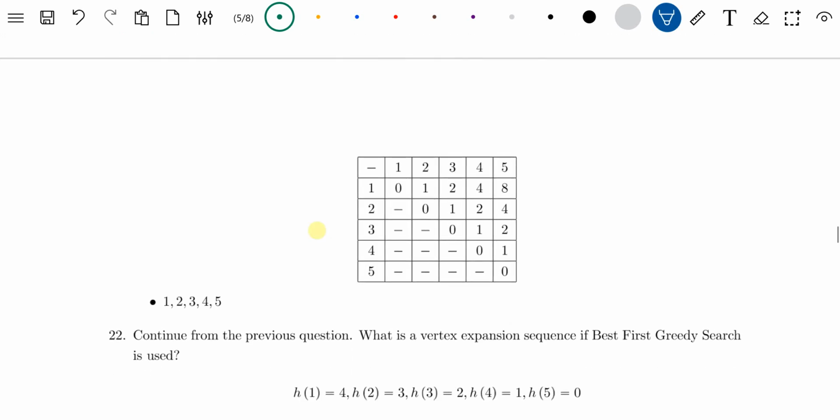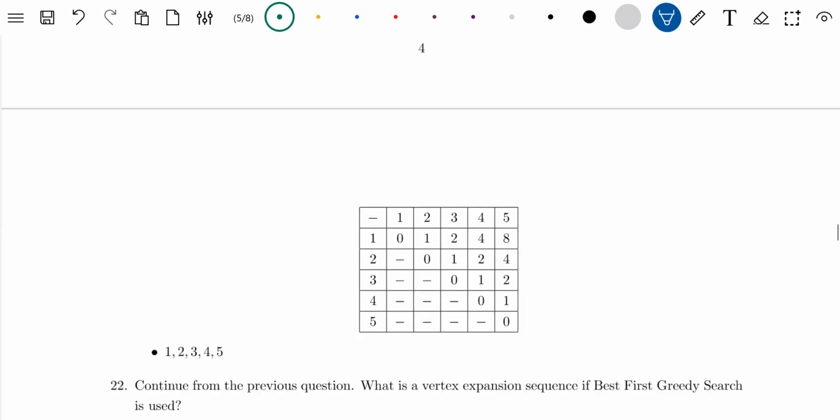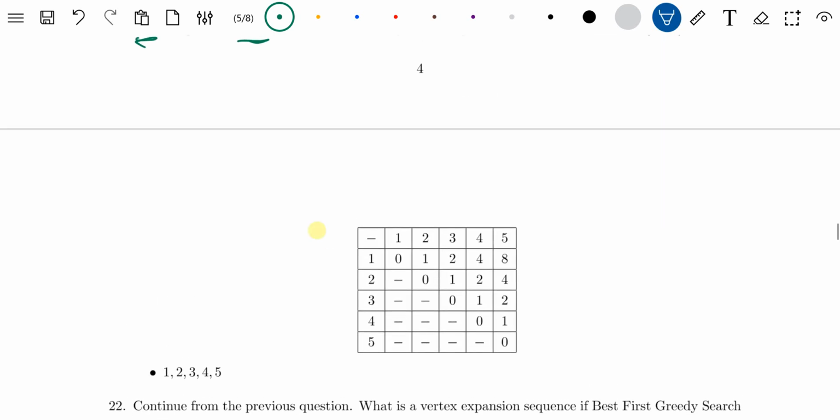Okay, so the next one, let's see. The initial state is 1, the goal state is 5. So let's actually draw this. So this is kind of hard to read. So 1, 2, 3, 4, and 5.